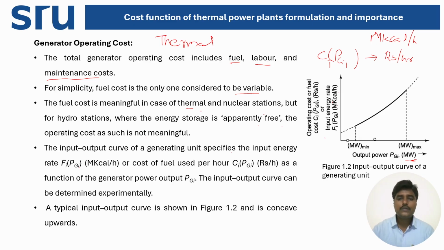So here if you observe, as long as the power output increases, you need to supply more fuel input. So that is the reason the curve is increasing with respect to the power output. So here, if you want to generate the minimum power output, you need to spend some minimum amount of fuel input. And if you want to generate maximum amount of power, you have to supply obviously the maximum amount of fuel input. So this curve drawn between output power versus operating cost or fuel cost is called as fuel cost curve.